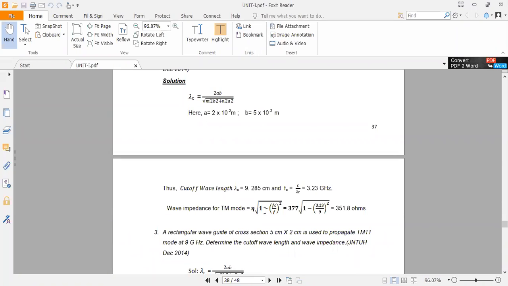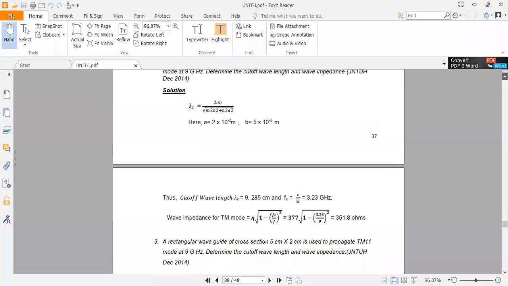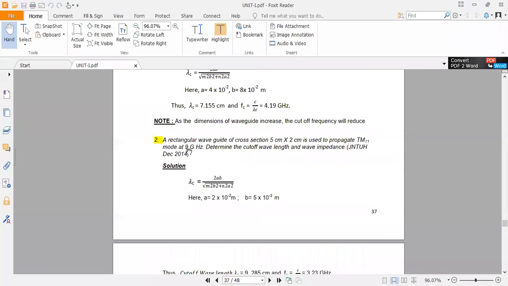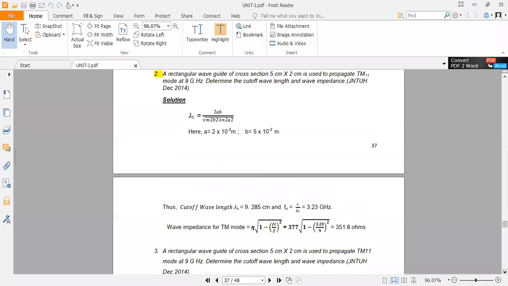And see what is wave impedance. Eta into square root of 1 minus (Fc by F) whole square. What is F, according to this formula? Cutoff frequency we got 3.23 gigahertz. And at what frequency do you want the wave impedance? They mentioned at a frequency of 9 gigahertz. So F is given, FC is known to you, F is known to you. So use this formula. How much is the wave impedance we got? We got 351.8 ohms. Understood? Simply substitution.